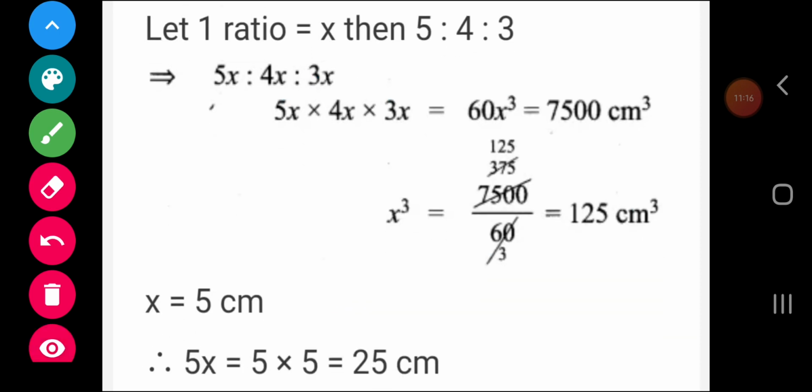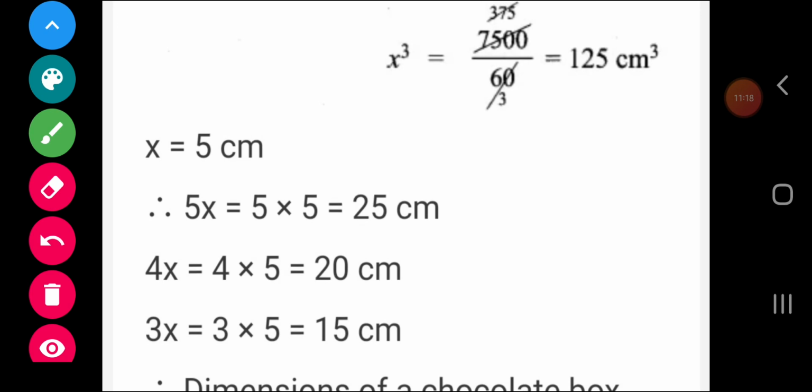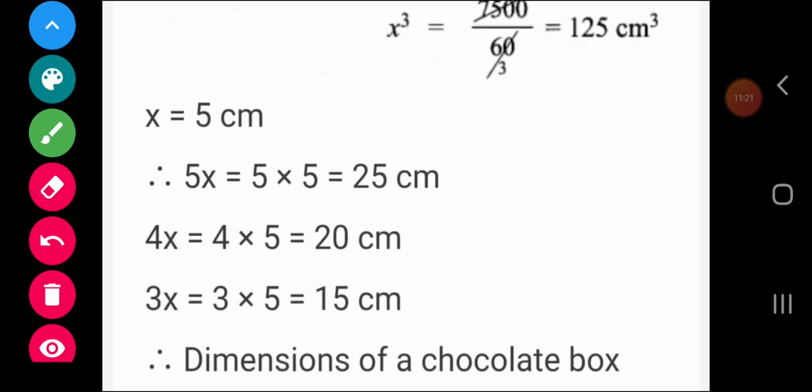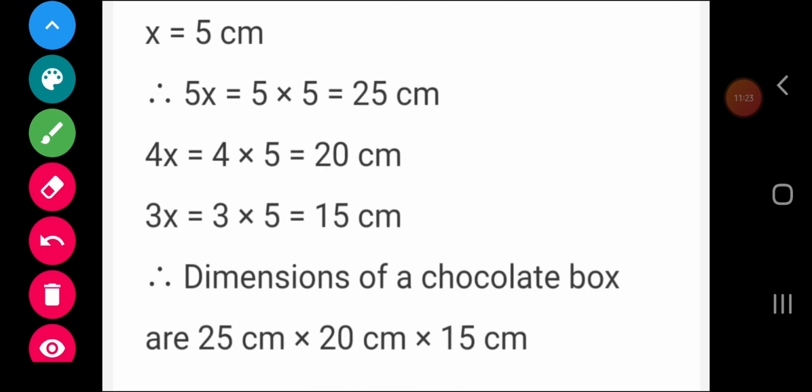Now we need to find the dimensions value. The given ratios are 5x, 4x, 3x. So the dimensions of the chocolate box are 5 into x, which is 25, 4 into x, which is 20, and 3 into x, which is 15. This is the required answer.